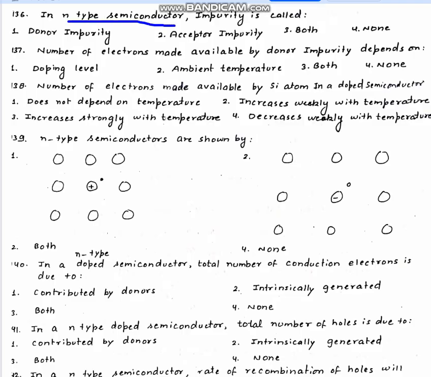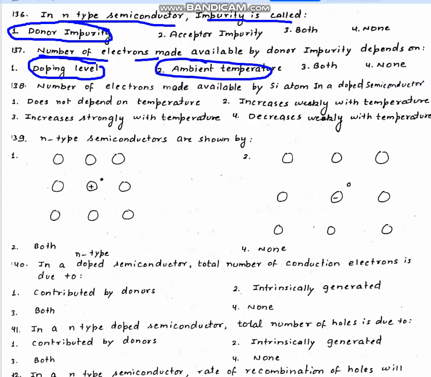Next is in N-type semiconductors, impurity is called donor impurity. Obviously it donates one of the electrons, so it is called the donor impurity. Next is number of electrons made available by donor impurity depends on doping level, ambient temperature or both. So it just depends on the doping level and is not dependent on the ambient temperature. Next is number of electrons made available by silicon atom in a doped semiconductor. So it increases weakly with temperature. As more the temperature, more will be the probability of breaking the bonds. So electron hole pair will be generated. So the number of electrons contributed by the silicon atom increases weakly with temperature. So second is correct over here.